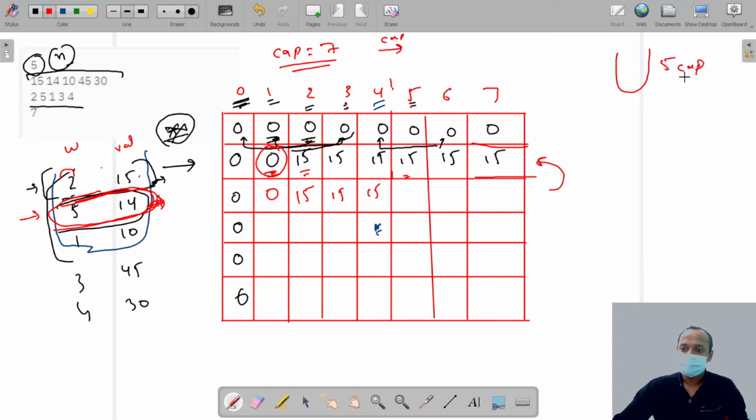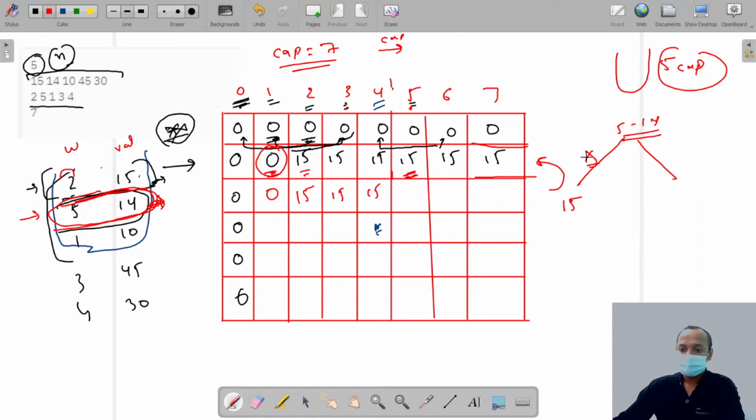Okay, now we have two choices. We can include this item 5, 13, or we can exclude. So let's suppose we exclude this item. Then the capacity of the bag is 5, and with capacity 5 the maximum value we can create is 15. So here we get 15 if we don't choose this item.